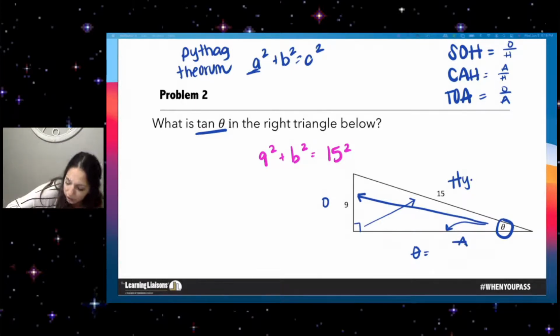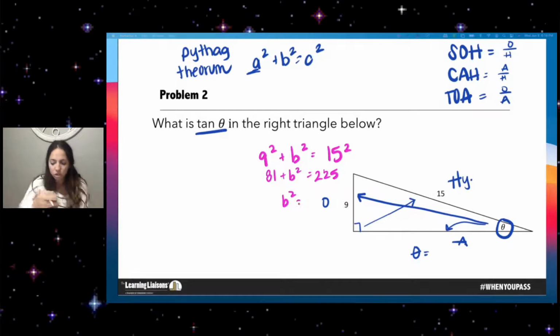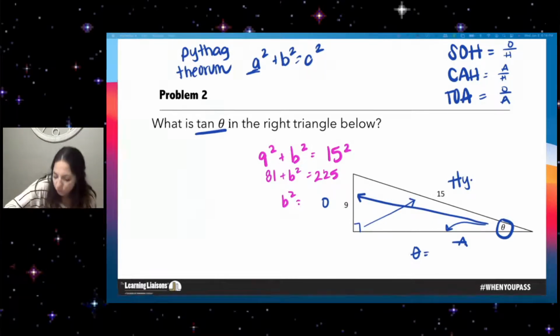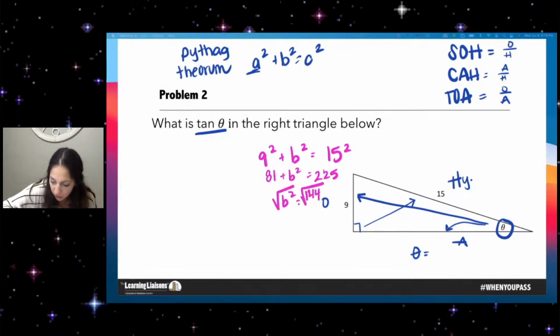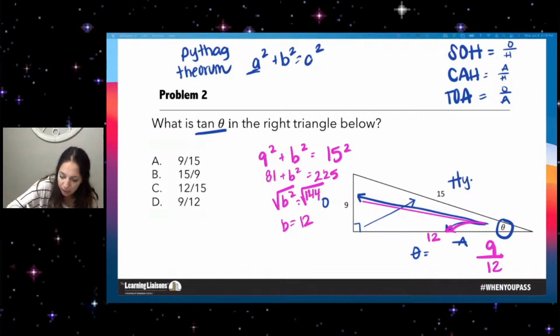So 9 squared is 81 plus b squared equals 225. B squared equals 225 minus 81, which is 144. And then to undo that square, I'm going to square root both sides. So b equals 12. So this side equals 12, which tells me opposite is 9, adjacent is 12. So my answer is D.